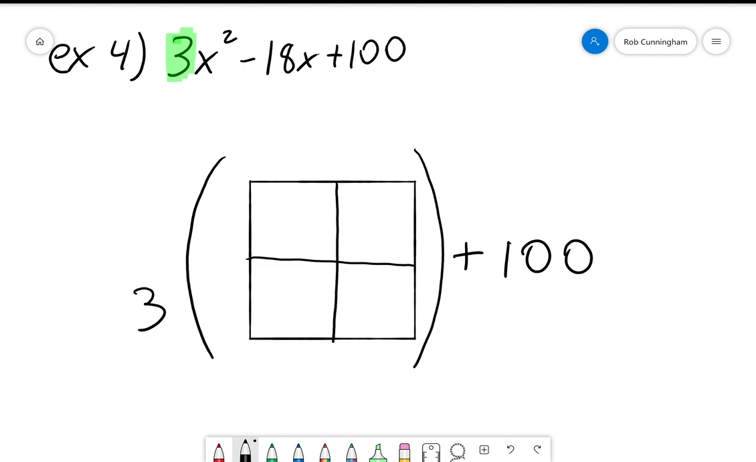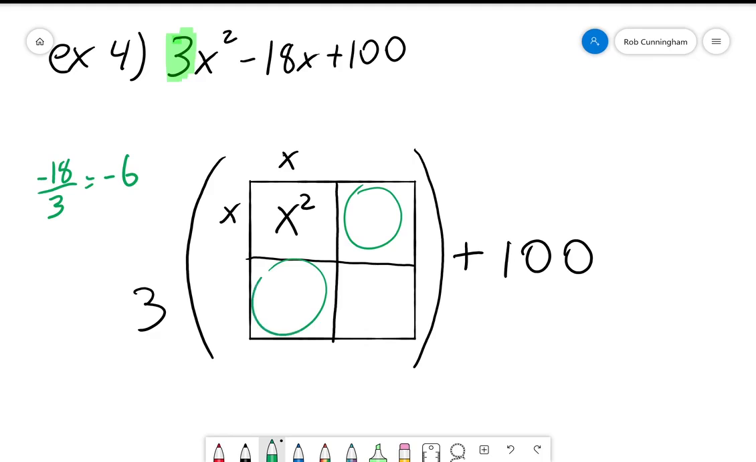So inside the parentheses, the x squared is still in the upper left corner. Remember, this is multiplied by 3, so this is 3x squared. Let's see. Negative 18 divided by 3 is negative 6. So I've got negative 6x to fill these two regions. So negative 3x and negative 3x is the only way I can do that and maintain a square shape.